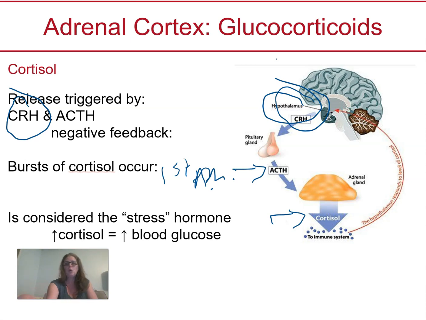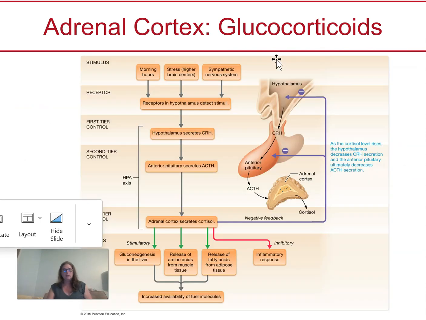Now, this is a glucocorticoid, so it affects your blood glucose level. When you release cortisol, your blood glucose goes up. And again, it's going up because your body's under stress and it thinks that it's going to fight or flee, but you need the glucose, right, to get to your muscles. So that's one of its main actions as we look at this.